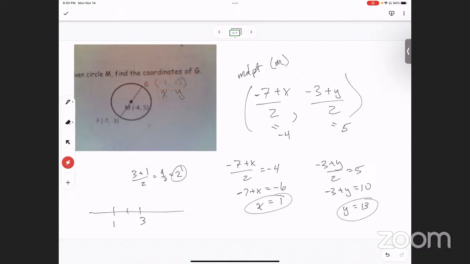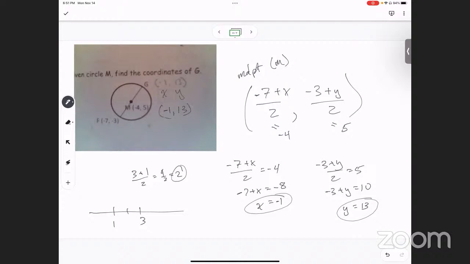Yeah, that's the answer that she had. How did she get -1? Did I write something wrong here? And she got -1, 13. Oh, because I'm an idiot. What's 4 times 2? 4 times 2, 8. It's 8. I wrote 6. Now when I add 7, I get -1. So your x coordinate is -1, your y coordinate is 13.